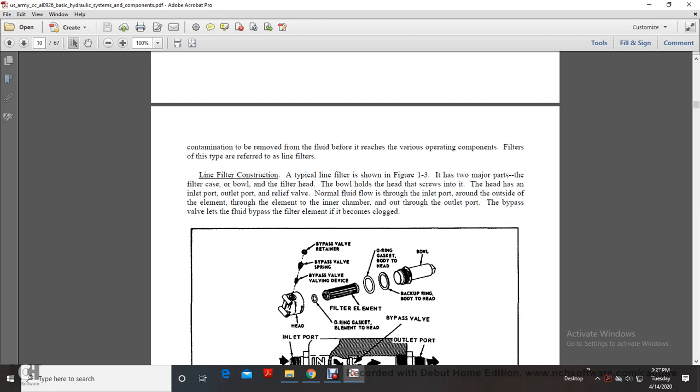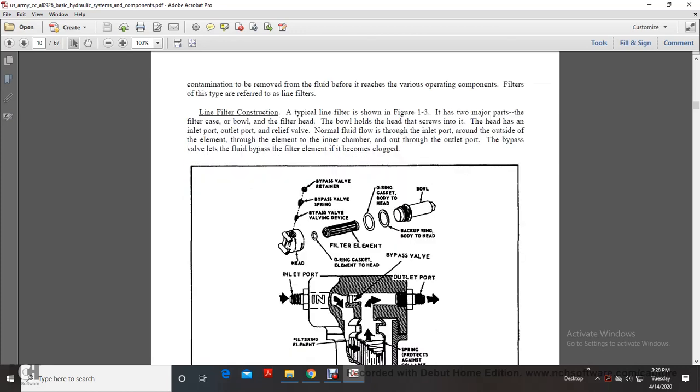The two major parts of the filter are the case or bowl and the filter head. The bowl holds the filter element and screws into the head. The head has an inlet port, an outlet port, and a relief valve. The normal fluid flow is through the inlet port and around the outside of the element, then through the element to the inner chamber and out through the outlet port. The bypass valve opens and the fluid bypasses the filter element if it becomes clogged.